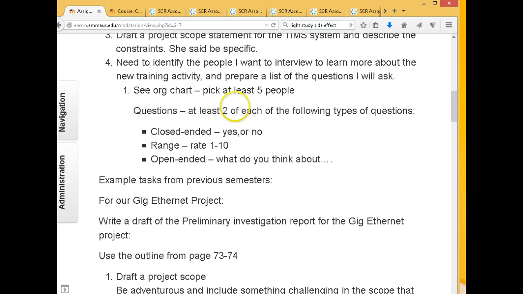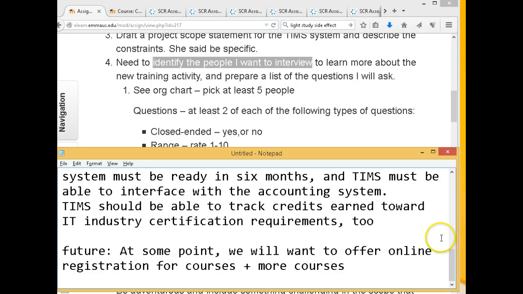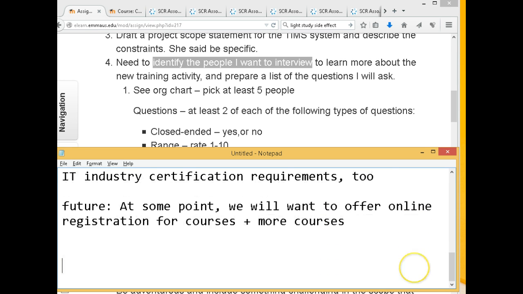Well, you have the choice of identifying the people to interview. That's part of your problem. You can say, and that makes sense, that it would make sense to interview potential students. That would be a good thing to interview. So we can put that down first as people to interview. And we have our org chart. So let's look at that question.